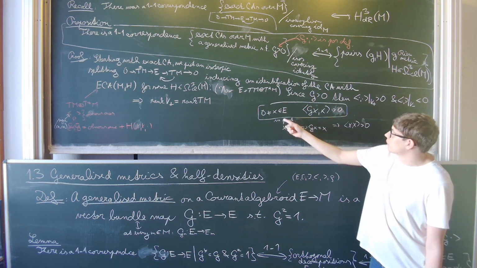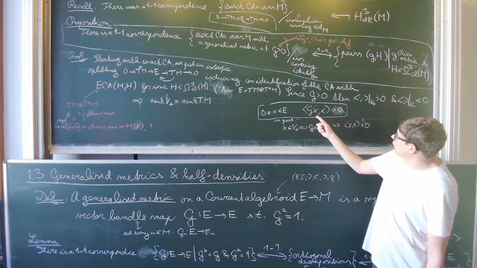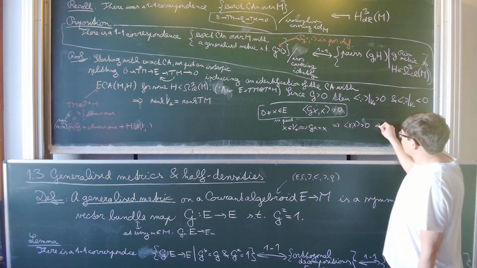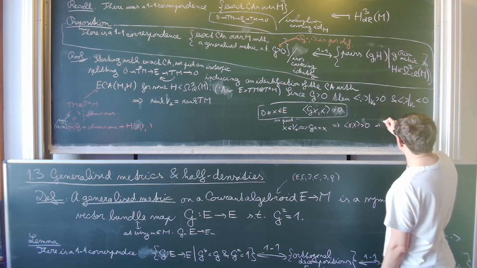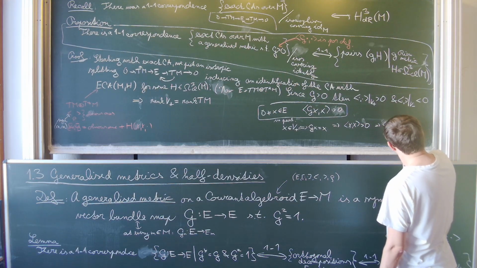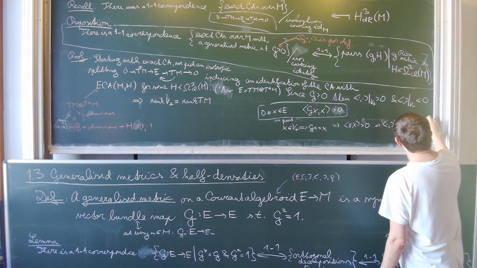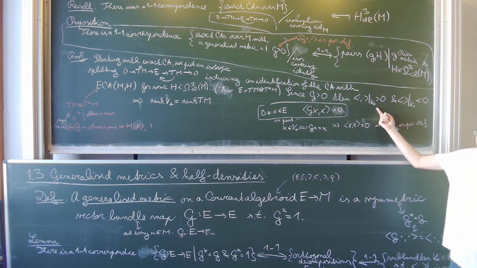Now, if I take this to be in particular living in V plus, then because Gx is x, this just tells me this. So this holds for any x in V plus. So this implies that the pairing here is positive definite, which I denoted maybe rather sketchily by saying that it's bigger than 0.